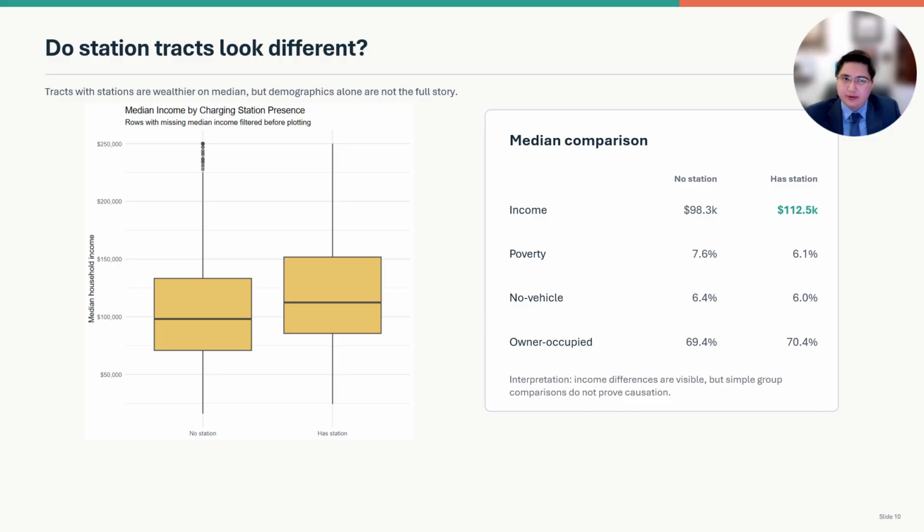Poverty is also slightly lower in station tracts, about 6.1% compared to 7.6%. So the descriptive pattern suggests that station tracts are somewhat wealthier, but I want to be careful here. This does not necessarily prove that income causes charger placement. It shows an association, and it tells us that demographics are worth testing in this model.